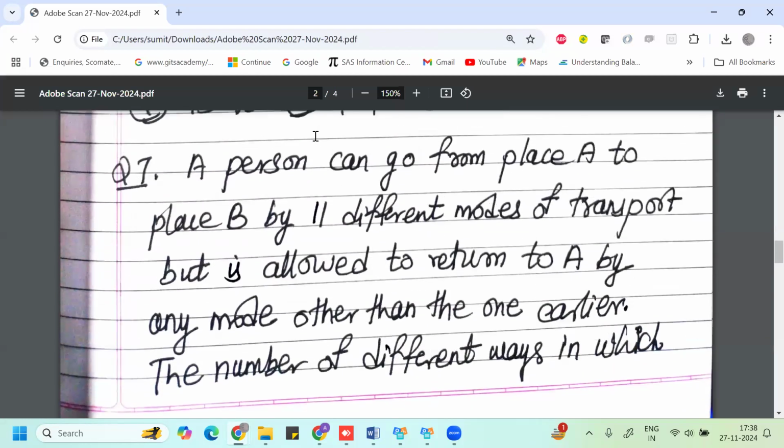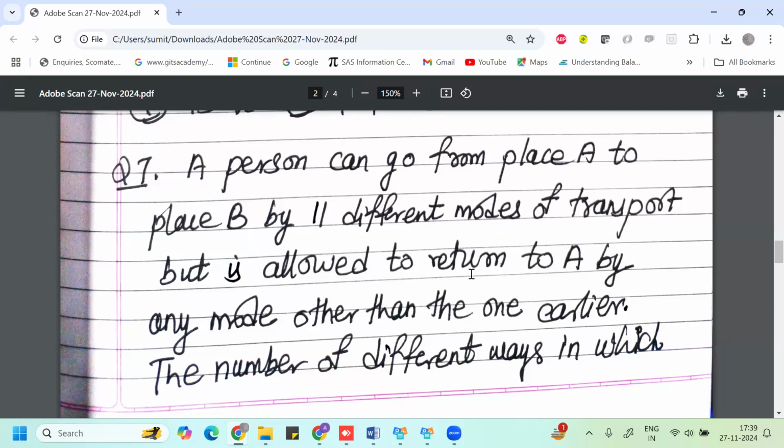Now, question number 7. It's on the 2nd page, so if you can take a photo of this, then I'll go to the next page. A person can go from place A to place B by 11 different modes of transport, but it's allowed to return to A by any mode other than the one used. Means you can go from Bangalore to Mysore in 11 different ways, but while coming back, you cannot use the way in which you went. In how many ways is that possible?